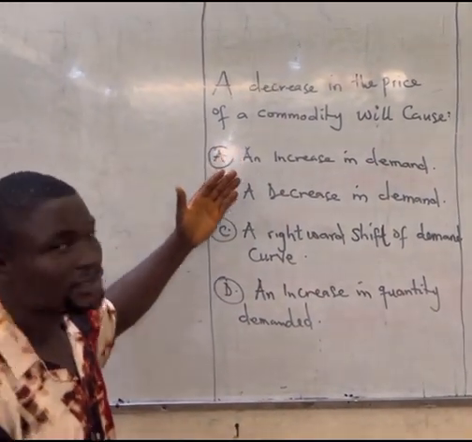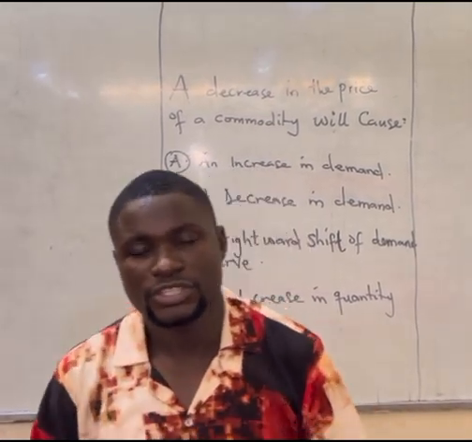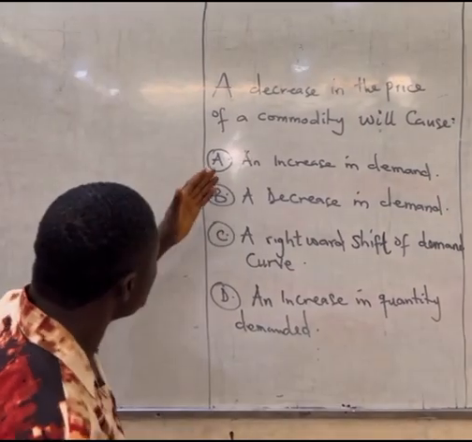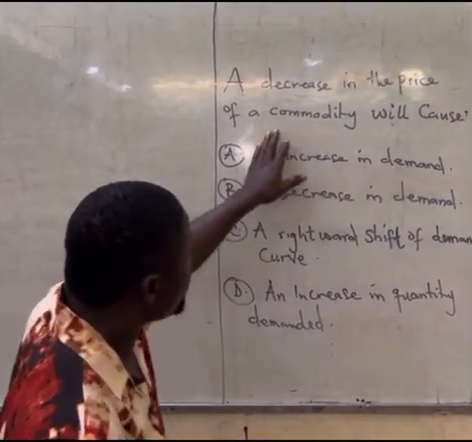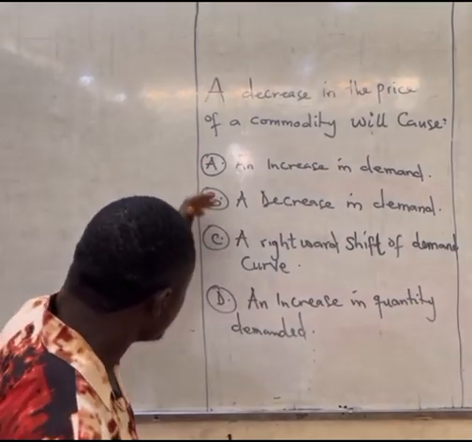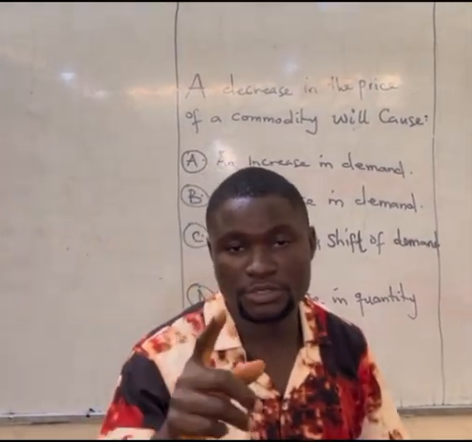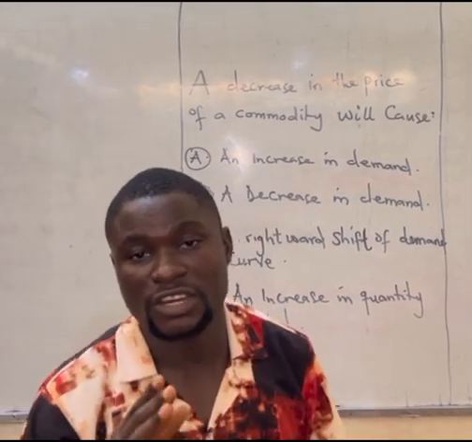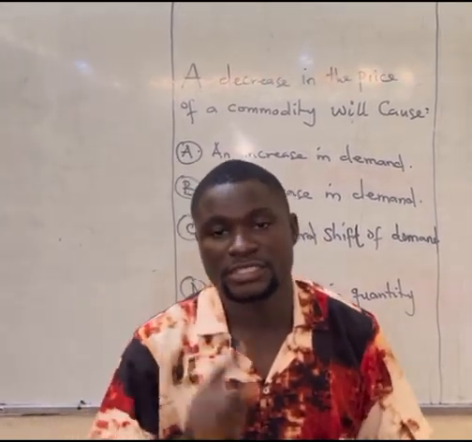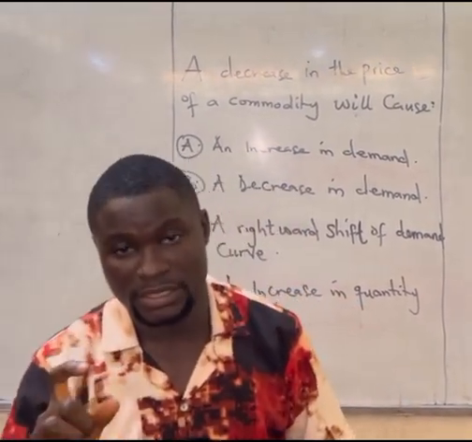All right. Here is a simple question on the board on changing demand and changing quantity demanded. The question is, a decrease in the price of a commodity will cause, then the options are A, B, C, D. How do you choose the right option in this kind of a question when it's relating to demand function? You have to understand the difference between change in demand and change in quantity demanded.